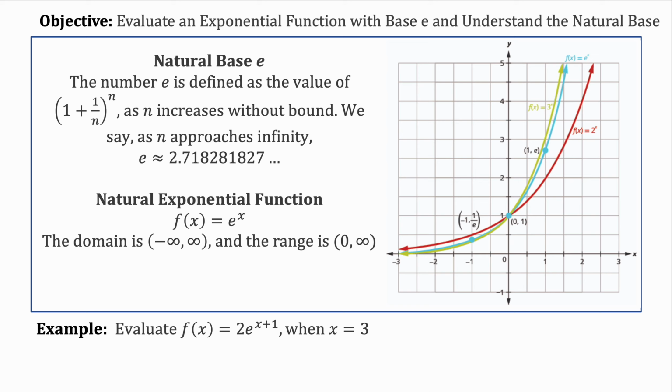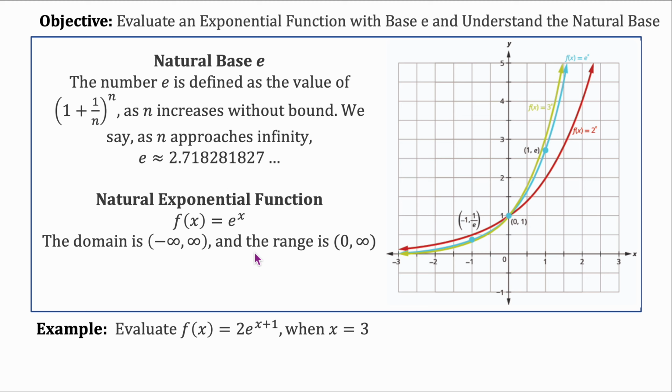In this video, we are going to evaluate an exponential function with base e and understand the natural base. Now, the number e is defined as the value of this quantity here, 1 plus 1 over n, all to the nth power. As n increases without bound, so if it gets larger and larger and larger, that would be that number e. It's approximately 2.71828, 1827, and then it keeps on going.